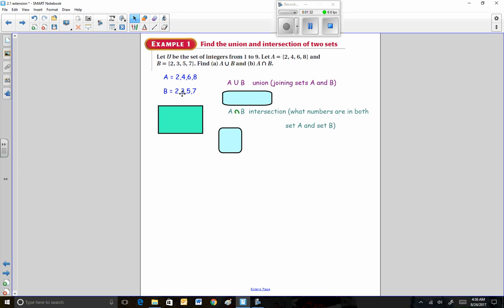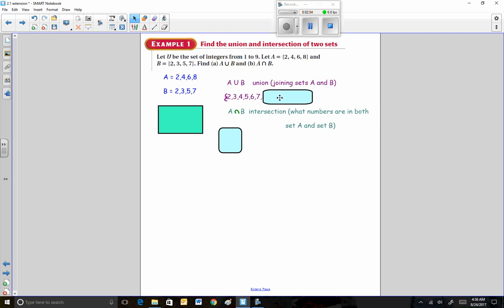They both have a 2, so I'd start by writing 2. Then 3 is in B, so I have to write 3. Then 4 is in set A, so we write that. 5 is in set B, 6 in set A, 7 in set B, 8 in set A. So basically you look at all the numbers and write them in chronological order, and then make sure you have everything from both set A and set B.